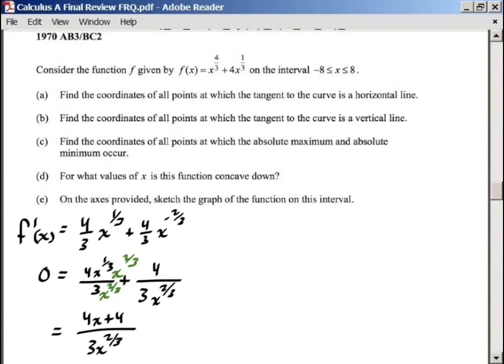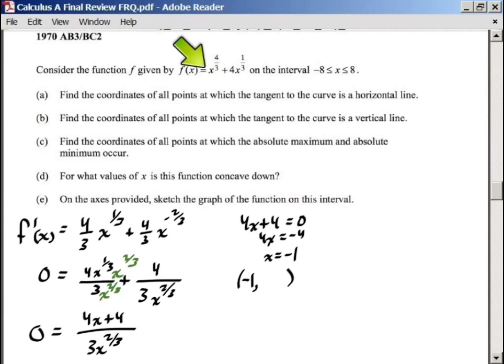Okay, now if it equals 0, do I care about the denominator? No, I want to find out what on the top would make this equal 0. What would make it 0? 4x plus 4 equals 0. So I subtract to get negative 4, 4x, so I get x equals negative 1. So negative 1 is where we would find a horizontal line. But remember, it said coordinates, so we have to find the y value. What do I plug the negative 1 into to find the y value? I plug it back into this.